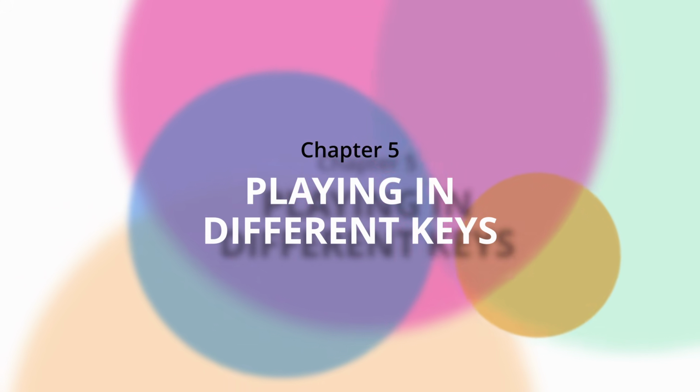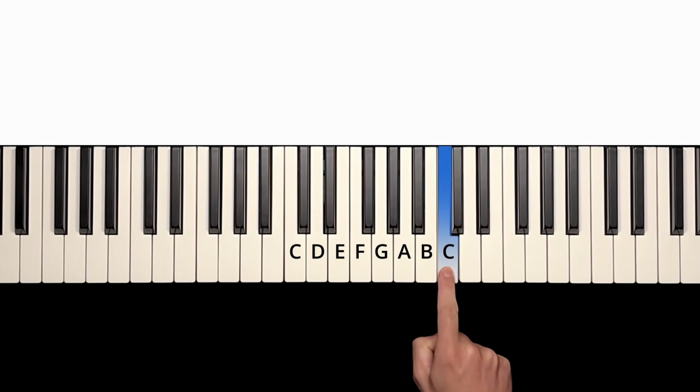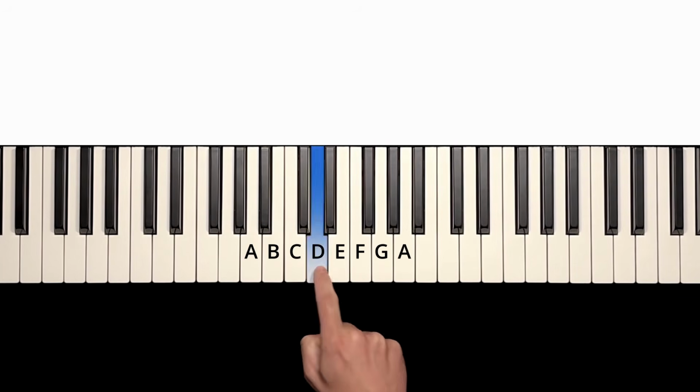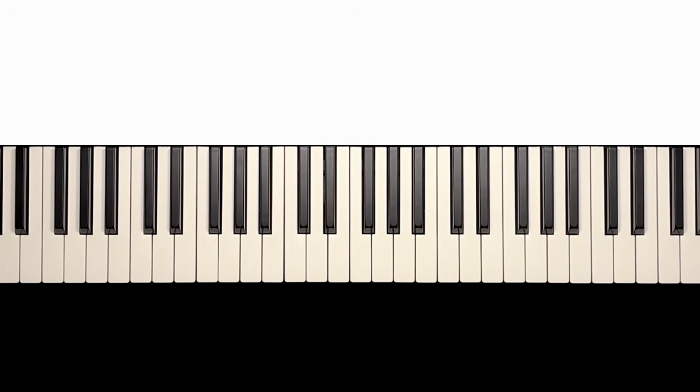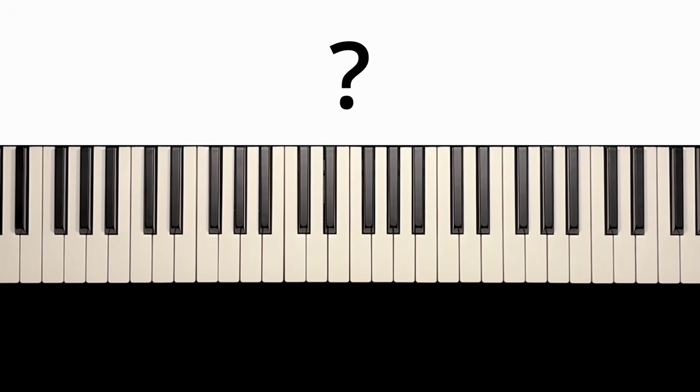With just the white keys, we can play a C major scale and an A minor scale. Of course, to play in any other key, we'll have to use the black keys as well. But how do we know which keys to use in which scale?